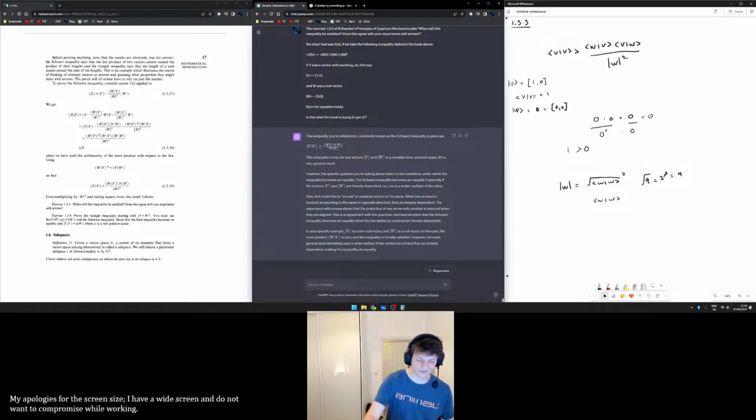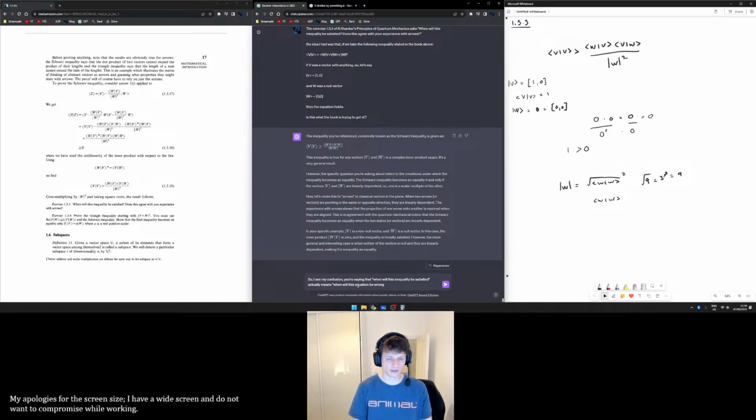Right, so I just want to double check the terminology here. I see my confusion. You're saying that when will this inequality be satisfied actually means when will this equation be wrong, whereby the two sides actually equal each other.